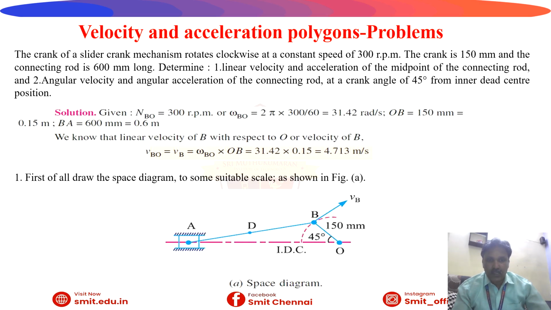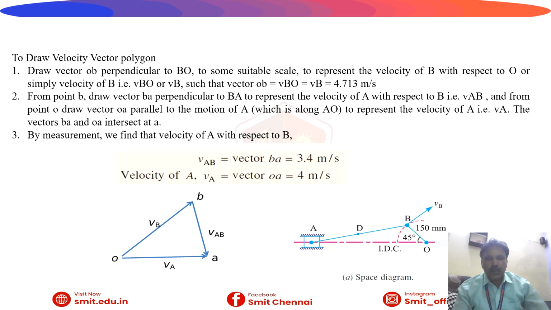That is also given. The initial step we can do, VBO we can find with the help of the angular velocity. Speed is given, we can easily find the angular velocity, that is 31.42 radian per second. With the help of that we can find the value as 4.713 meter per second, by using this formula, omega BO into OB.